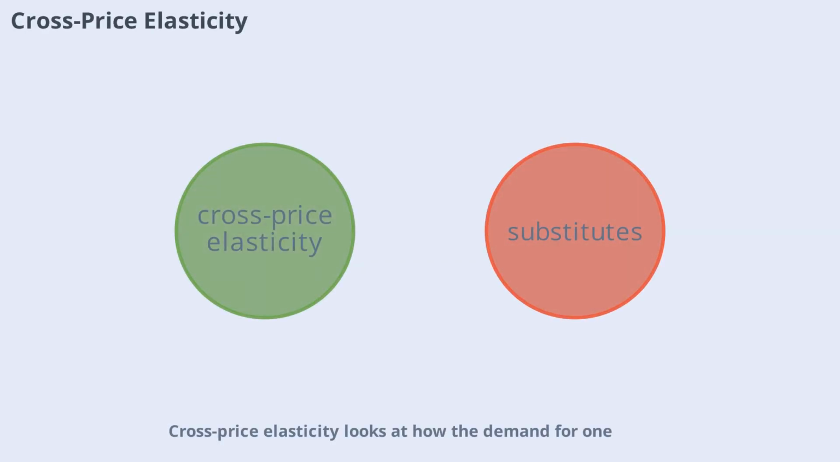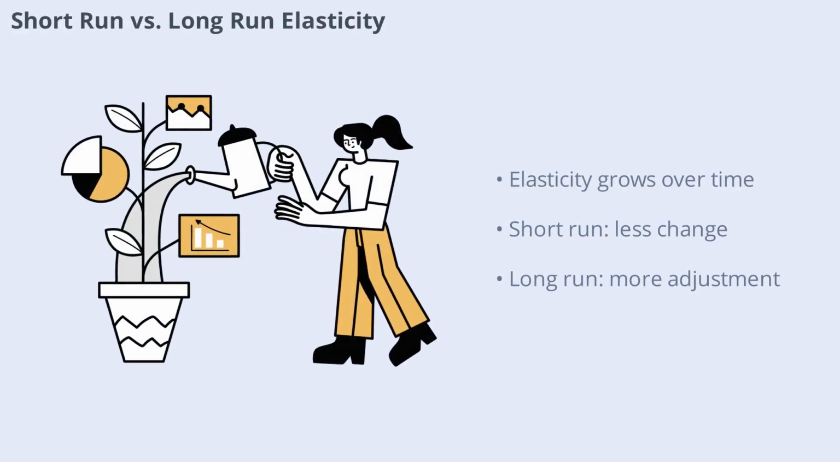Cross-price elasticity looks at how the demand for one product changes when the price of another product shifts. If two goods are substitutes, like tea and coffee, an increase in the price of one will boost demand for the other. If they're complements, like printers and ink, a price rise in one will decrease demand for both. This helps businesses understand the relationships between products. Elasticity can change over time.